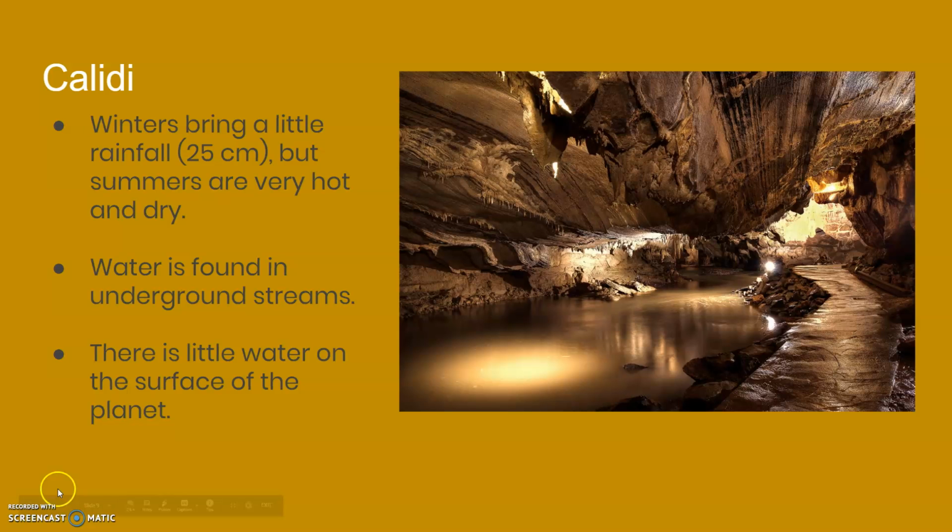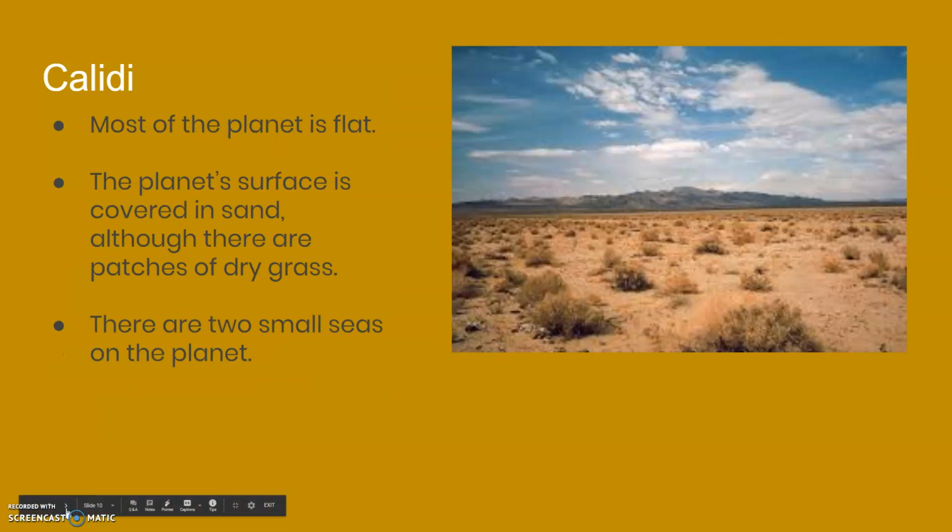Water can be found in underground streams, and that's what you see pictured on this slide. There is very little water on the surface of the planet. So these streams would be under the surface of the planet. You would have to dig down in to get to these streams. Most of the planet is flat. The planet's surface is covered with sand, although there are patches of dry grass. There are 2 very small seas on the planet.